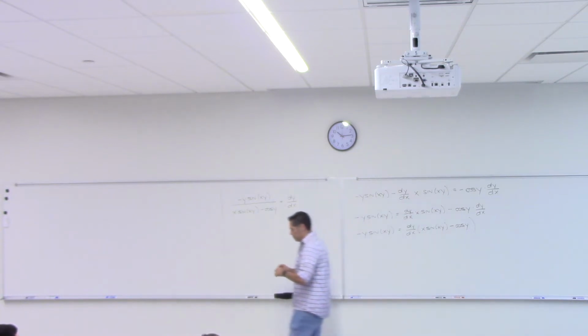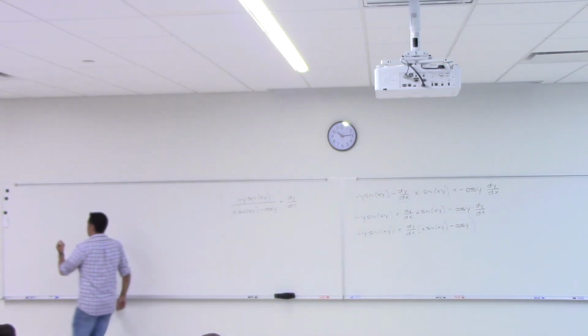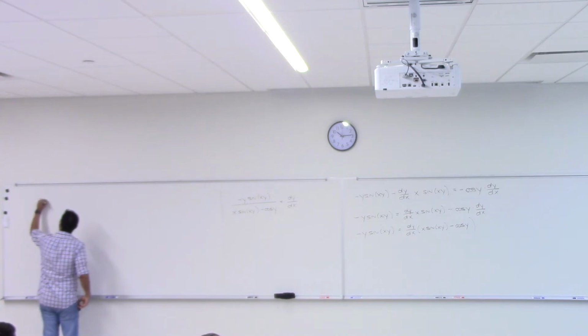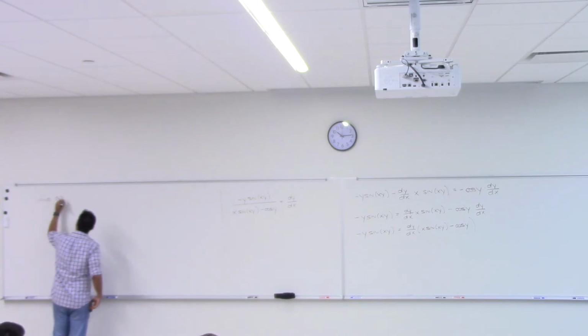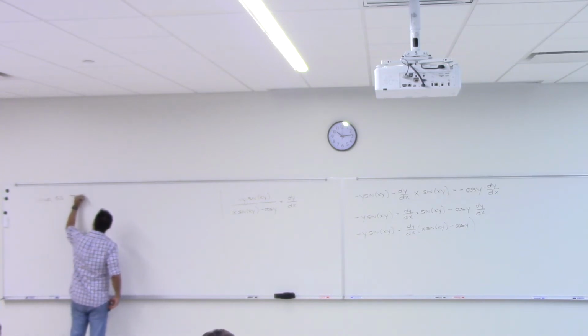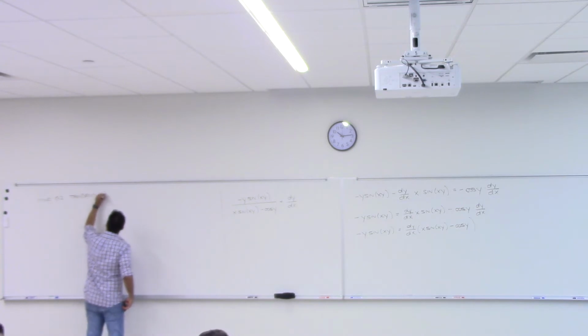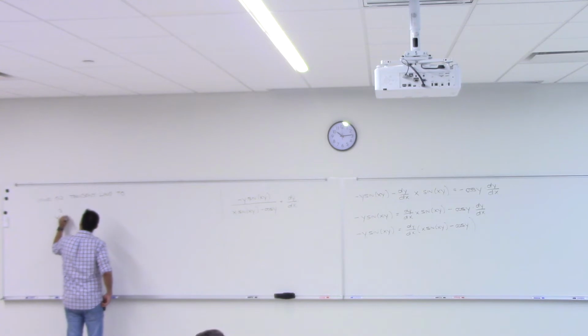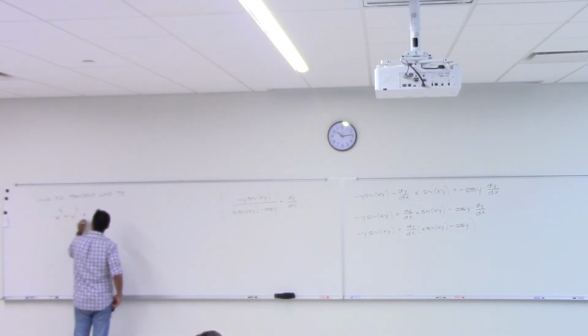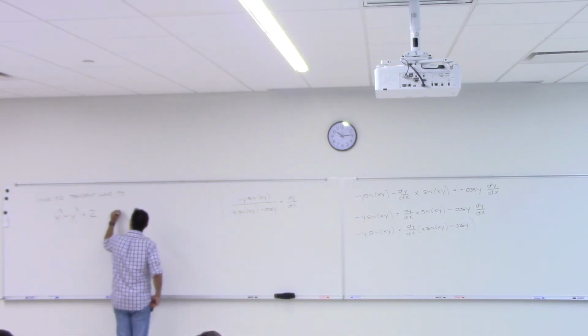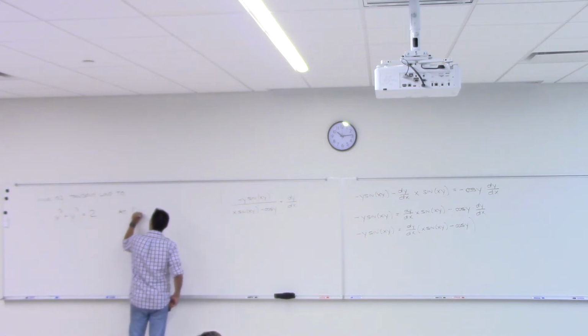How about this one? Find the equation of the tangent line to the curve x cubed plus y cubed equals 2 at the point 1, 2.